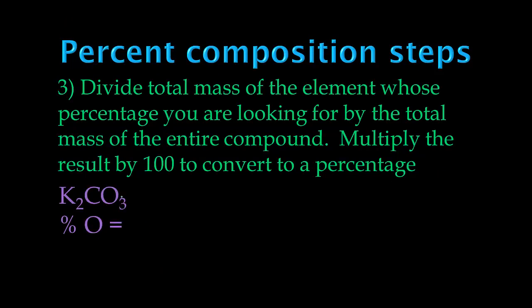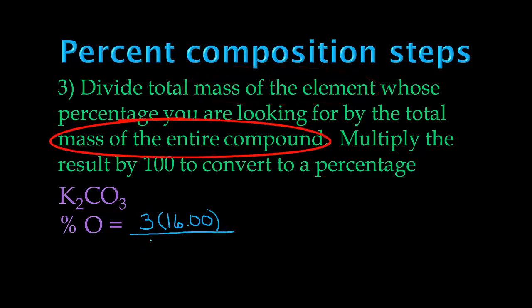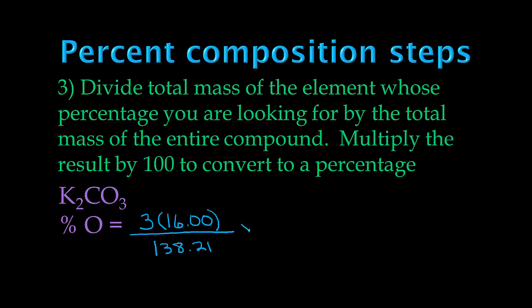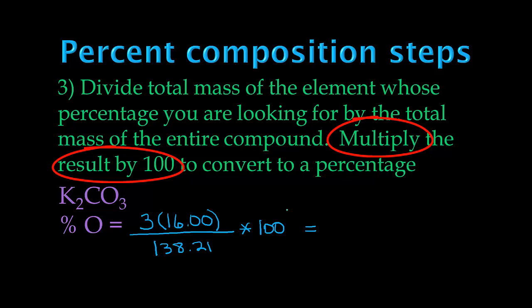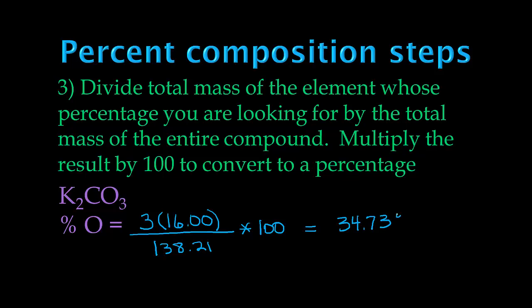Lastly, we need to find out what the percentage of oxygen is. We have 3 oxygens, so we're going to do 3 times the atomic mass of oxygen, which is 16. We're going to divide that by the total mass of the entire compound, which is 138.21 grams per mole. Then we're going to multiply that by 100, and that equals 34.73% oxygen in potassium carbonate.